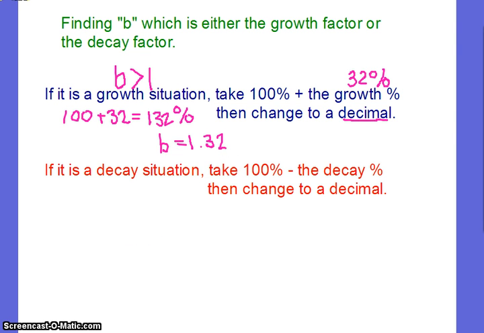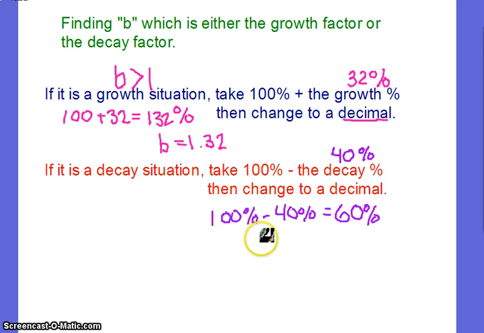If it's a decay situation, you have to take 100% and subtract off the amount that it's decaying. So, for example, if it's decaying at a rate of 40%, then we would take 100%, subtract off 40%, and we would have a decay factor, or what we'd be using in our problem, of 60%. And in that case, the decimal that we use in our problem is 0.6 for B. And anytime it's a decay situation, B is going to be less than 1, but greater than 0.